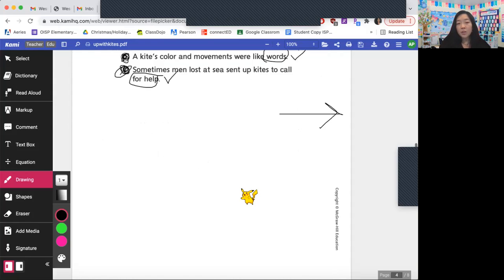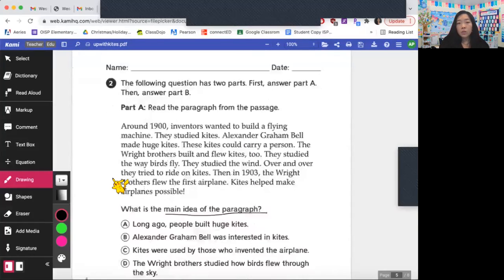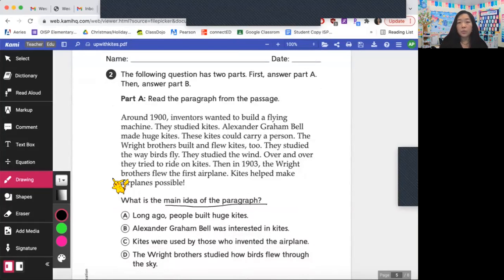All right, let's move on to question number 2. The following question has 2 parts. First, answer part A, then part B. Read the paragraph from the passage. So I'm going to reread this. Around 1900, inventors wanted to build a flying machine. They studied kites. So remember, we underlined that, so let's underline it again. They wanted to build a flying machine. So how did they learn how to build one?